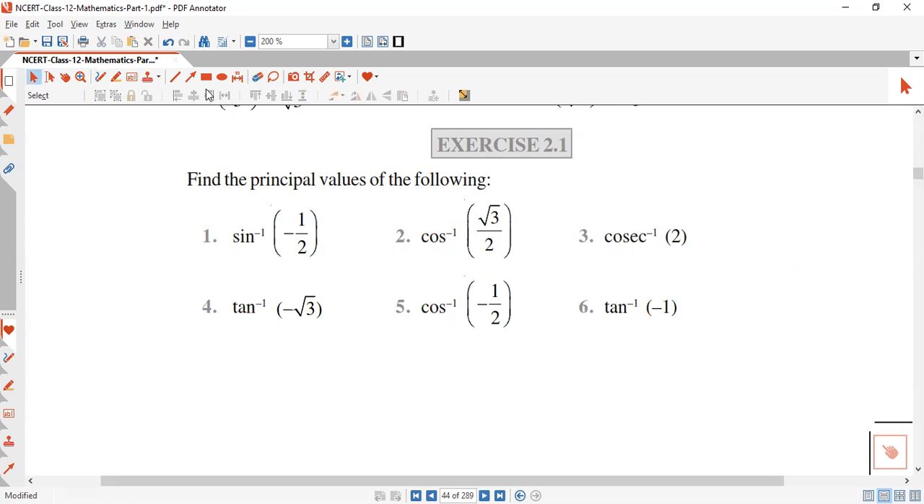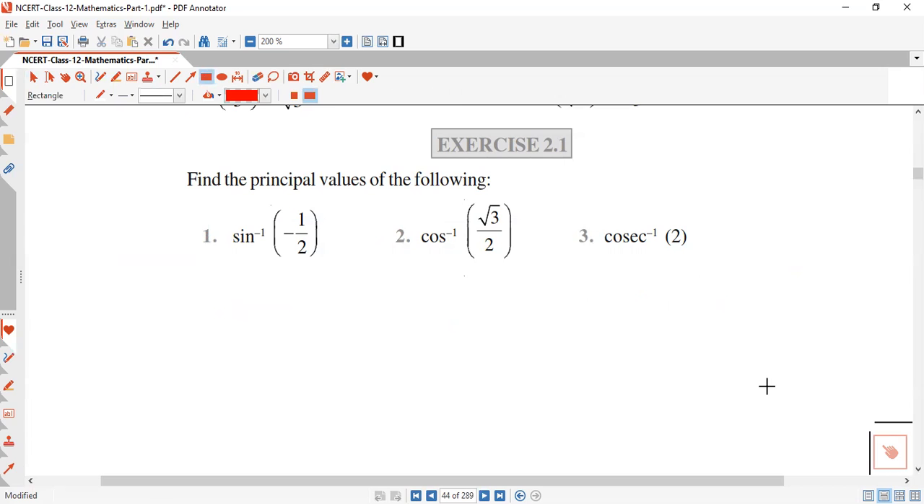Now, the third part, cosec inverse 2. I am interested to find out cosec inverse 2, but I would like to convert it into a function in sine, cos, or tan. So we know cosec inverse x equals sine inverse 1 upon x, the reciprocal, because sine and cosec are reciprocals of each other.